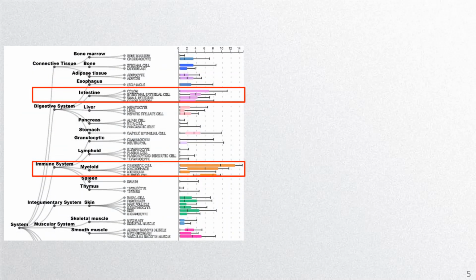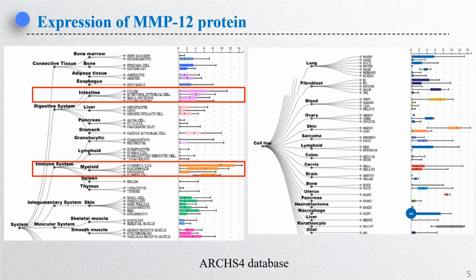After that, the expression profile of MP12 in different tissues and cell lines. This database shows that MP12 is significantly expressed in intestinal tissue, immune system, and skin. And the cell lines of macrophages and fibroblasts show higher expression than others, but there is no information about the oral tissues.